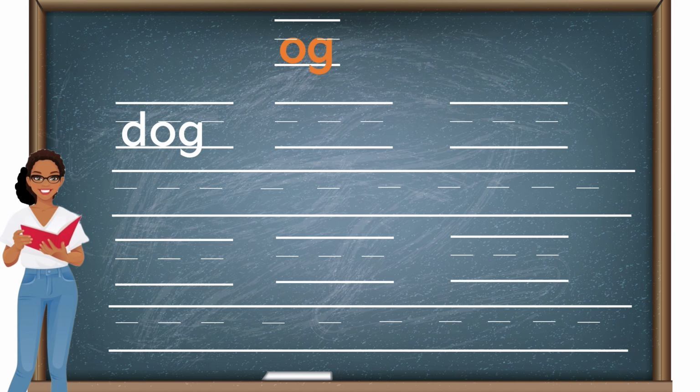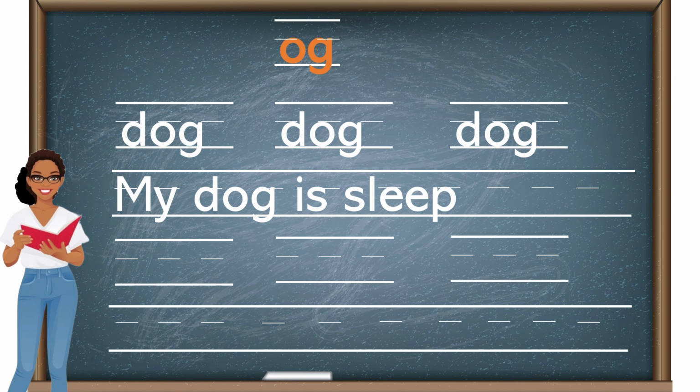Our next word from the OG sound list is dog. D-O-G. Dog. Spell it with me. D-O-G. Dog. Let's spell it again. D-O-G. Dog. Let's use it in a sentence. My dog is sleep. Dog.